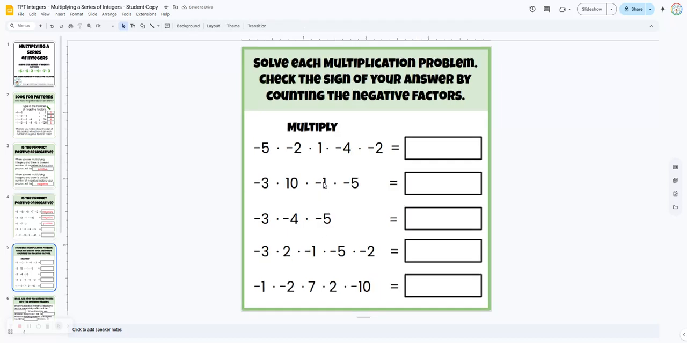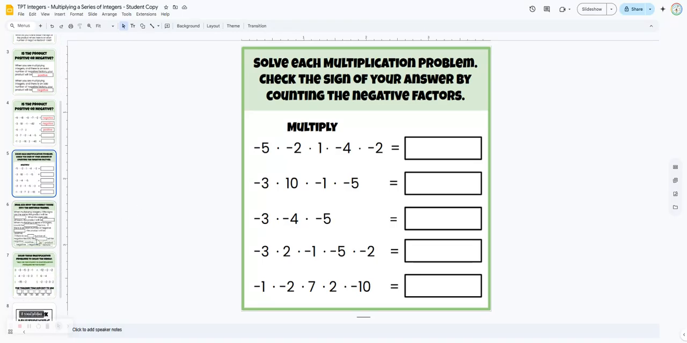When they get to slide 5, they're going to be actually finding the answer. So they want to multiply these series of numbers, and they're not difficult to multiply. And then they're going to determine the answer, and they're going to check to see if the sign of their answer is correct by counting the negative factors.